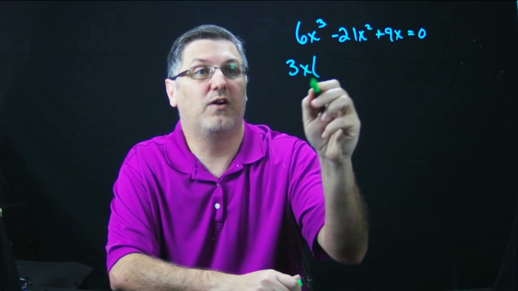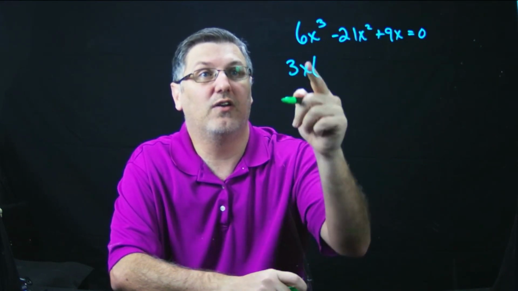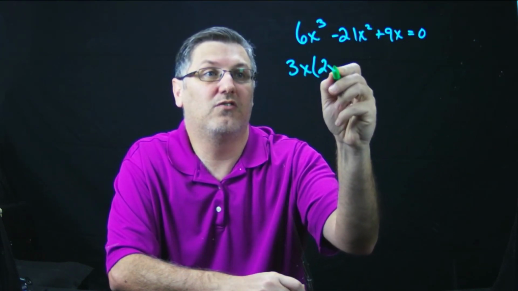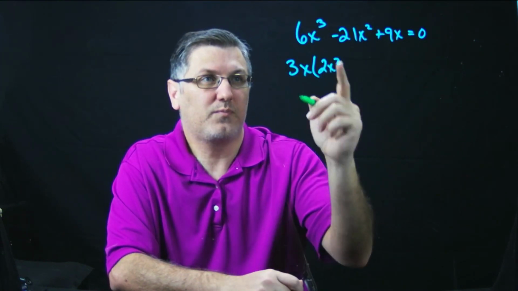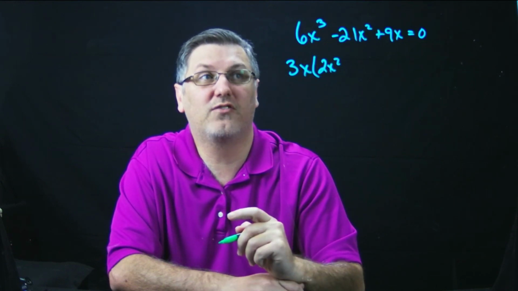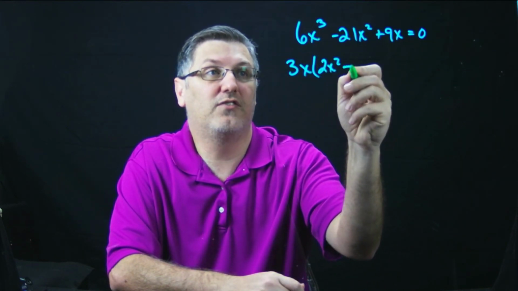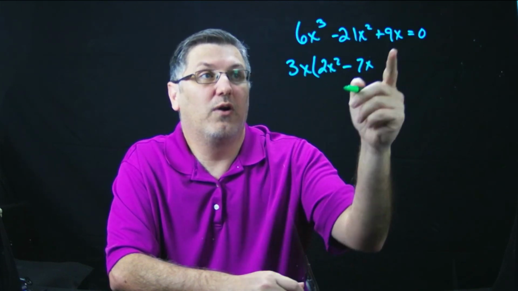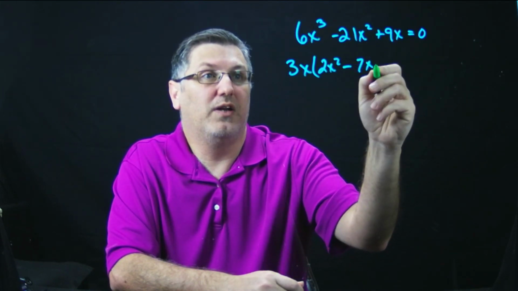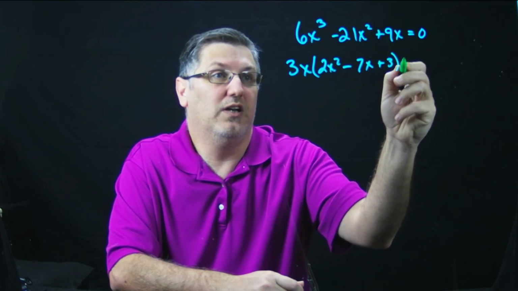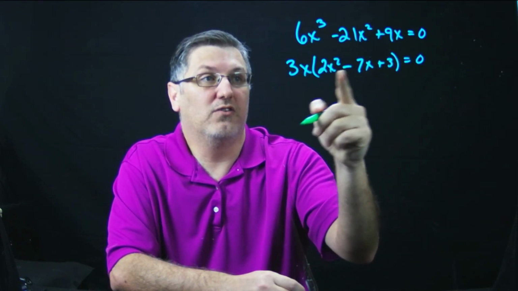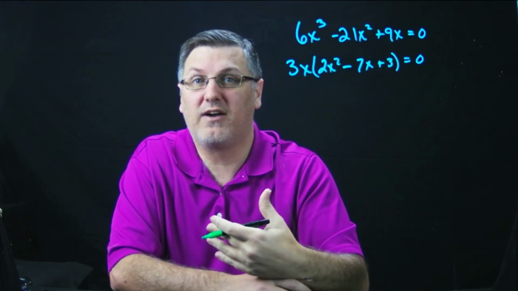So I'm going to take my greatest common factor of 3x out, and when I divide 6x cubed by 3x, I'm simply going to get 2x squared. When I divide 21x squared by 3x, I simply get 7x. And when I do the same thing here, 9x divided by 3x, I just get 3, and that still equals 0.